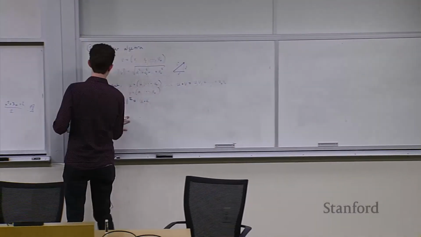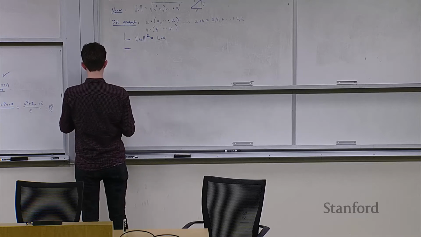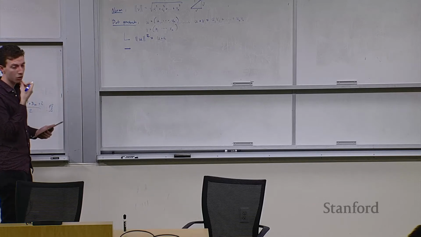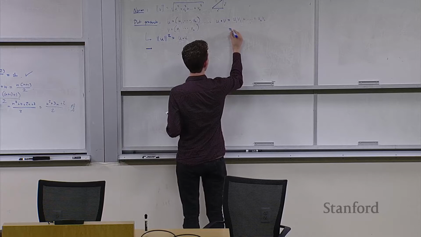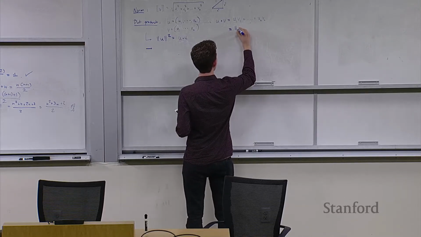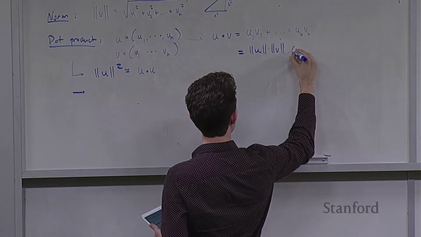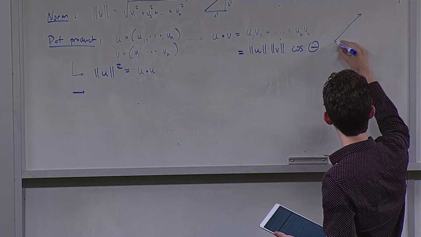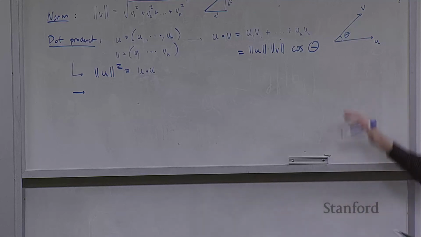The next property that is important for us is that you can compare two vectors using what's called cosine similarity. That just uses the fact that the dot product between two vectors u and v is the same thing as the norm of u times the norm of v times the cosine of theta, where theta is the angle between u and v. So if I have u and v, and this is theta, the dot product involves the cosine of this angle.